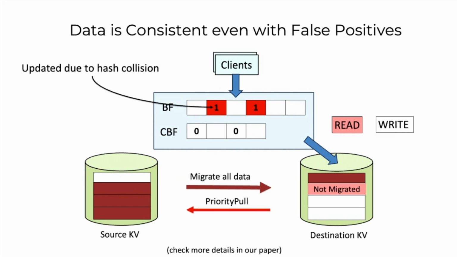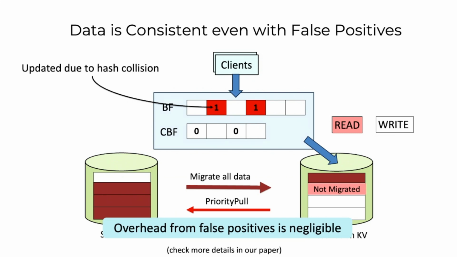So NetMigrate uses a similar on-demand pull to fetch the data from the source first to the destination and lets clients retry. However, the overhead from this false positive situation is also negligible because the false positive rate is bounded by the Bloom filter theory.